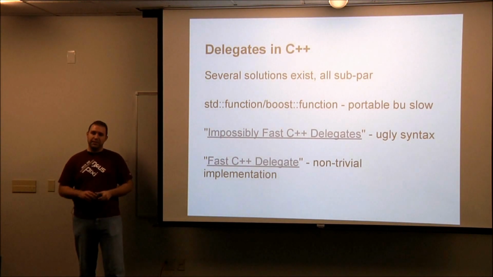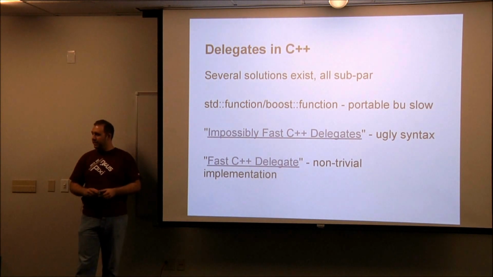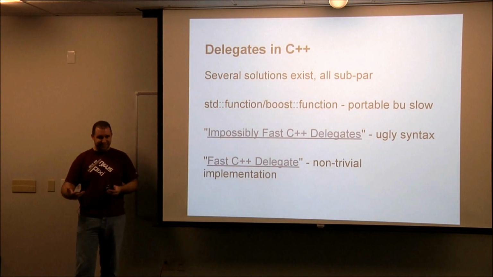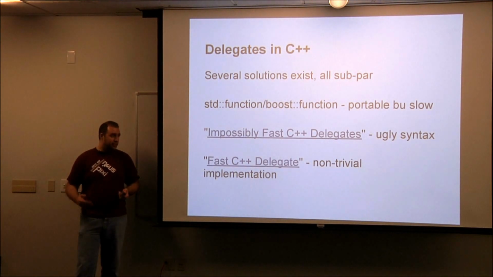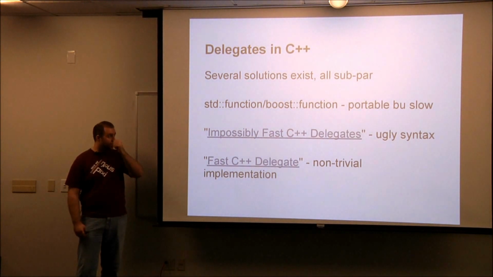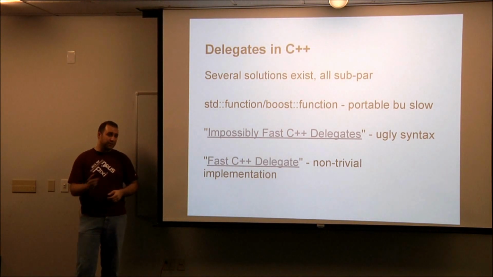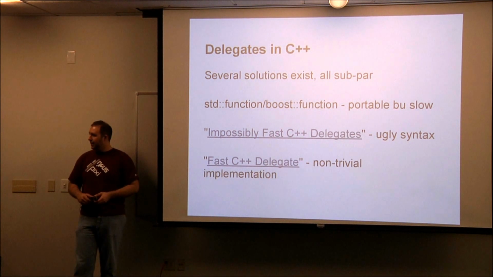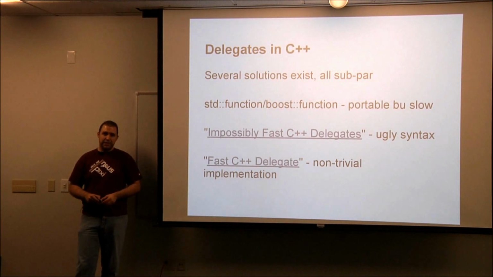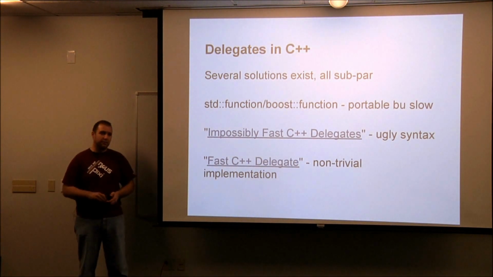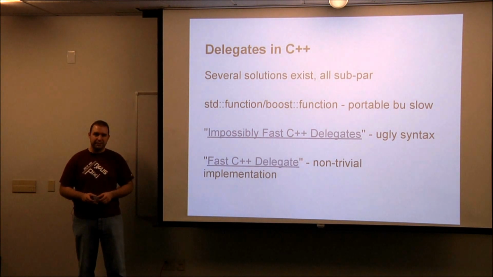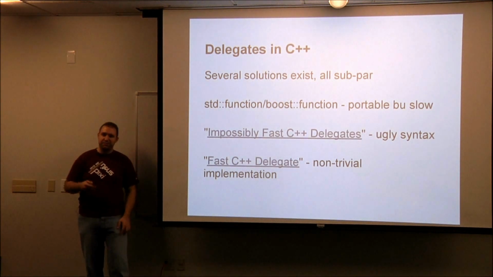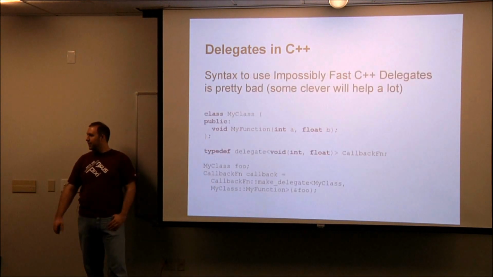And then there's the fast C++ delegate, which is slightly newer. It very much uses some non-standard, technically undefined behavior, but it's actually really flexible. It has all the features of standard function, but you only pay the overhead when you use those features, and otherwise it's basically the same as impossibly fast C++ delegates. The problem is that it's a very non-trivial implementation. It is not something you probably want to spend a lot of time debugging unless you just really like using templates and abusing the compiler. Which I find fun, so I had fun playing around with that, but you guys, maybe not so much.